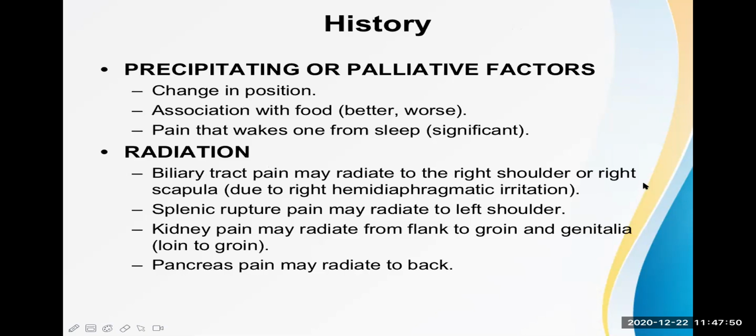Now, some other history. What are the precipitating or palliative factors? Which position will cause pain, and what change in position will not increase the pain? This is a very important question, especially in the abdomen. For example, peritonitis. If the person has generalized peritonitis, when they move the entire abdominal wall, there will be movement of the peritoneum that will cause severe pain.